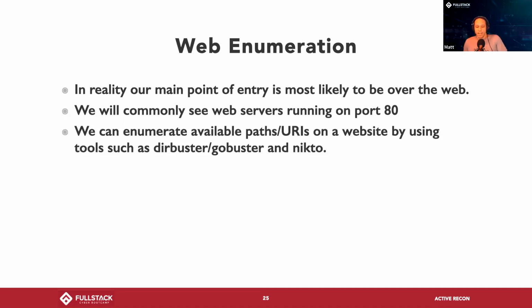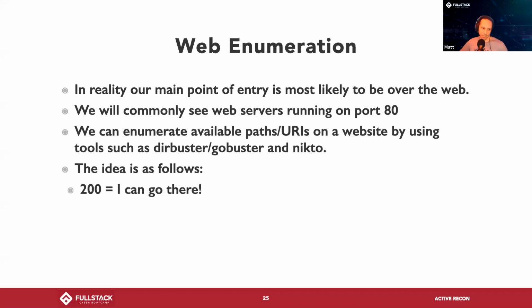We can enumerate and look at different paths by using tools called dirbuster, gobuster, and dirb. I don't know if Nikto actually does that. I don't use it for that, but maybe you can use Nikto for that as well. So I want to find out everything that's available on the website. We've done stuff like this before, right? But now we're going to actually use a tool to automate doing it for us.